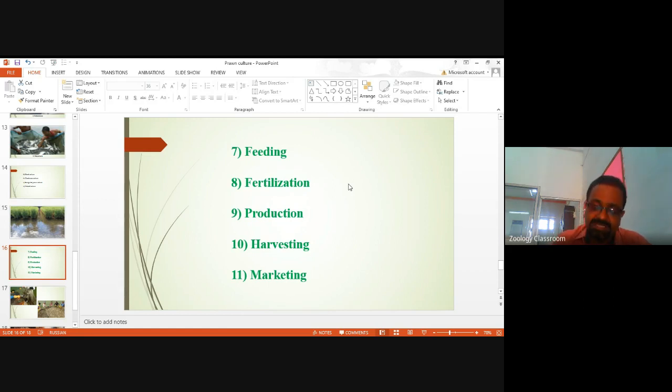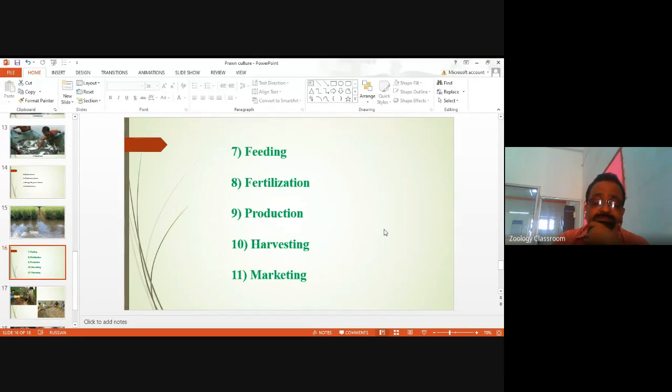Next is the fertilization. As I mentioned, the cow dung, the organic manures as well as the inorganic manures, fertilizers, they are used for the process of fertilization. Cow dung is about 200 kg per hectare and a superphosphate of 25 kg per hectare is used as a fertilization. The very intention of the fertilization is to accelerate the growth of the planktons in the water body.